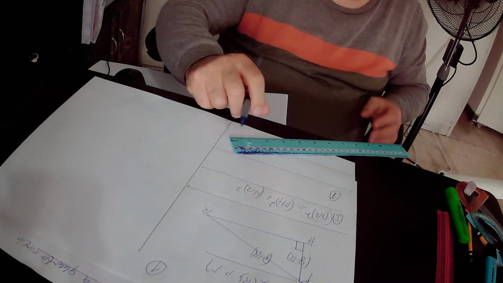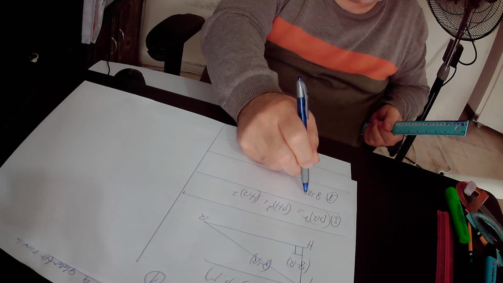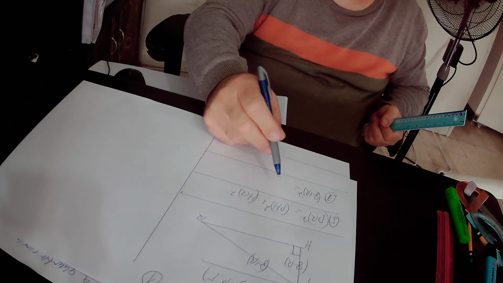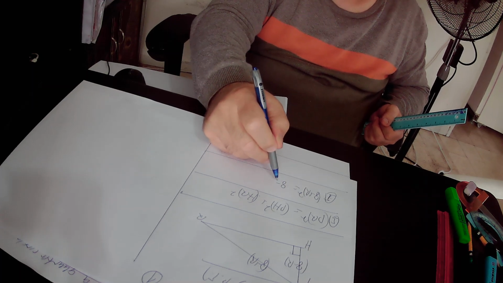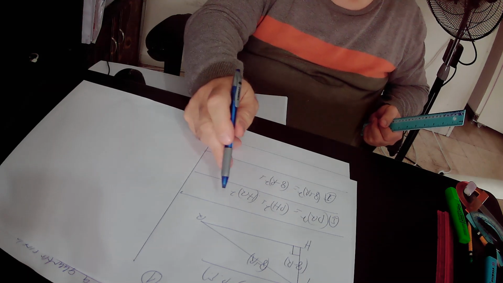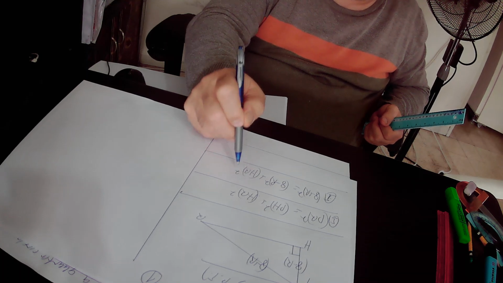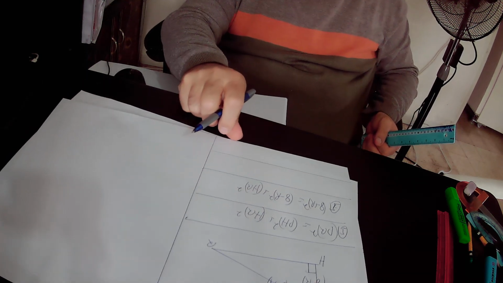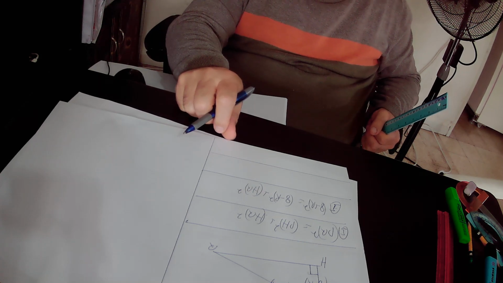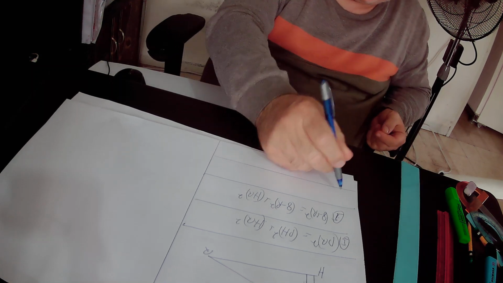PQ is 8 plus r, therefore PQ squared is (8 plus r) squared, and it must be equal to PH squared. PH is 8 minus r, therefore PH squared is (8 minus r) squared, plus HQ squared. HQ is the missing side, so we leave it as it is. So according to equation 1, we found that (8 plus r) squared equals (8 minus r) squared plus HQ squared.